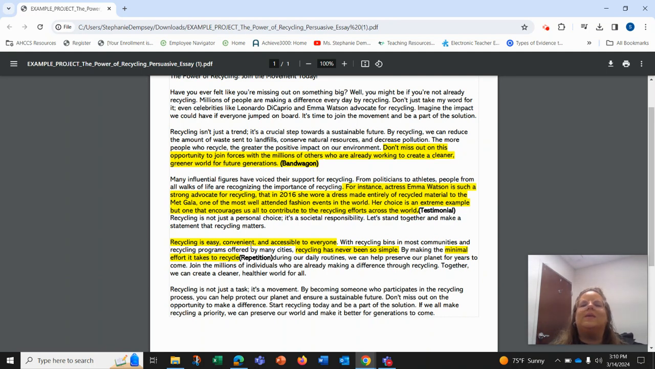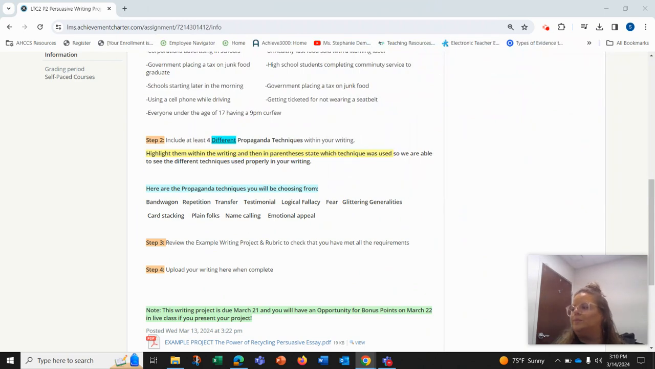It says recycling is easy, convenient, and accessible to everyone. Recycling has never been so simple by making minimal efforts it takes to recycle. So we see recycling used numerous times. So there is repetition there. So I highlighted where I used repetition, and then right after you see in parentheses that I put repetition was being used. So you'll be doing this for 4 different techniques within your persuasive writing.